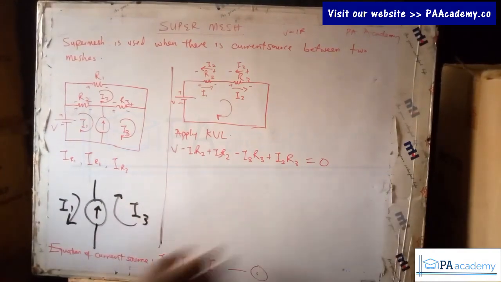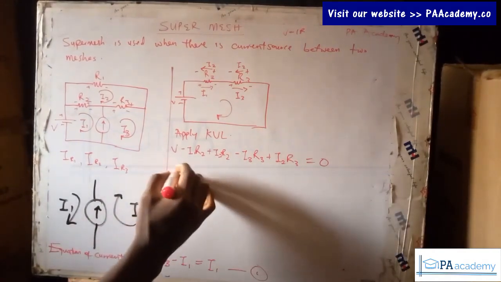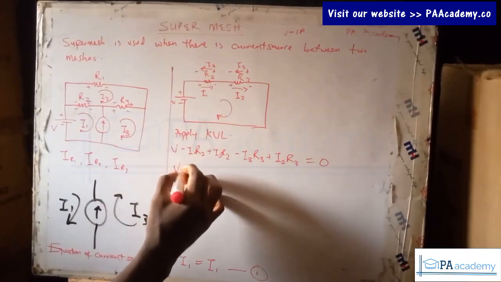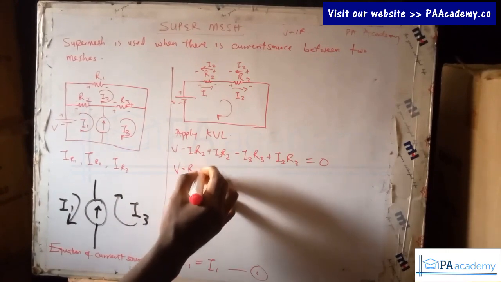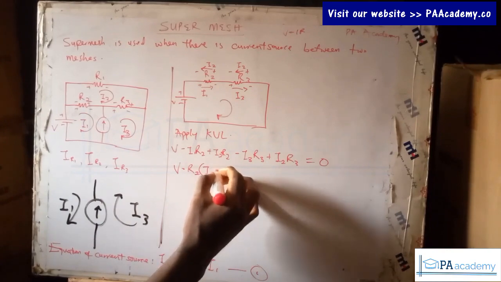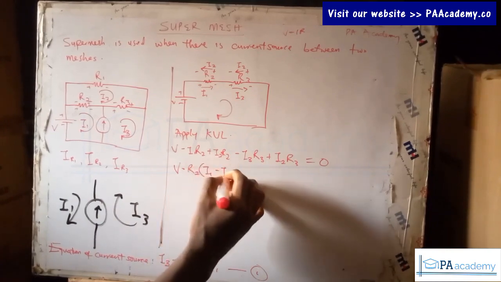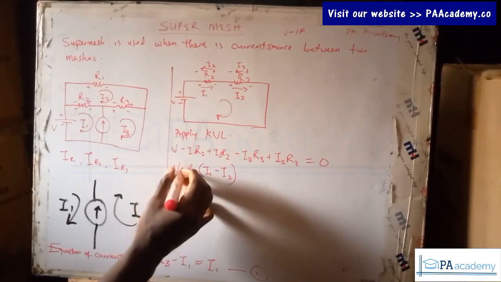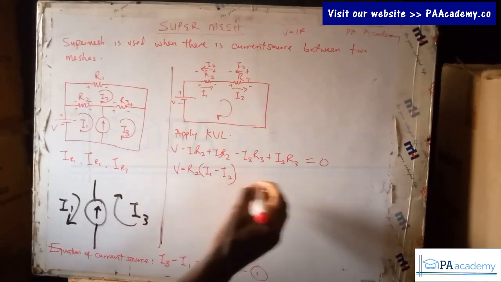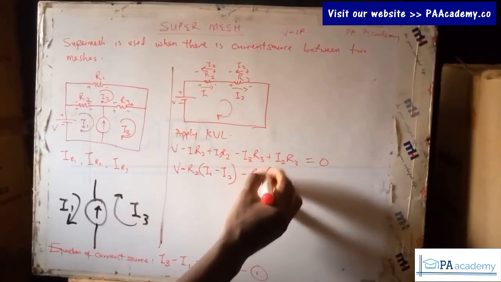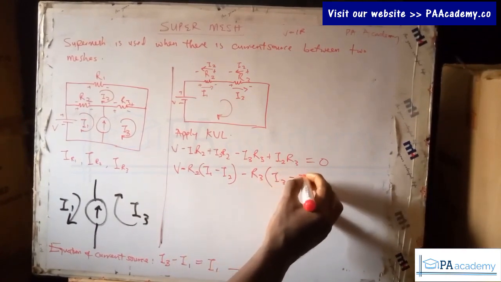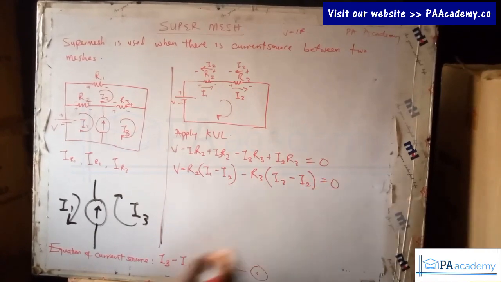So now let's simplify what we are having here. We are going to have V. If you look at what is common here, we have R2, so V minus R2 into brackets I1 minus I2, because by the time we open this bracket, this is minus. And then here we also have R3 common, so we are going to have minus R3 into brackets I3 minus I2 equals 0.